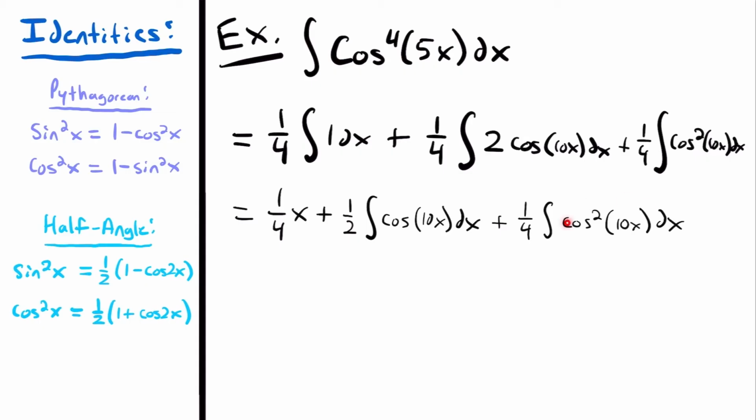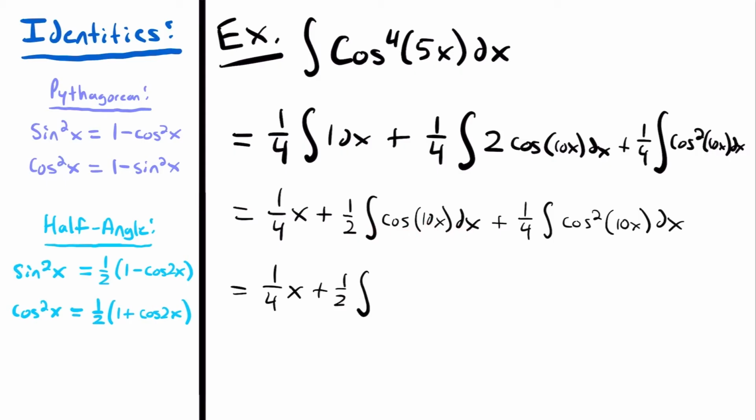And we will solve this integral by using another half angle identity. Right, we have cosine squared of 10x, which is another even power, and we can't easily integrate cosine squared otherwise, and so we need to simplify that and rewrite it using a half angle identity. Okay, and so before we do that, let's rewrite our first term, and then let's start solving this integral using u-substitution. This will be equal to 1/4 times x plus 1/2 times the integral of cosine of 10x dx.